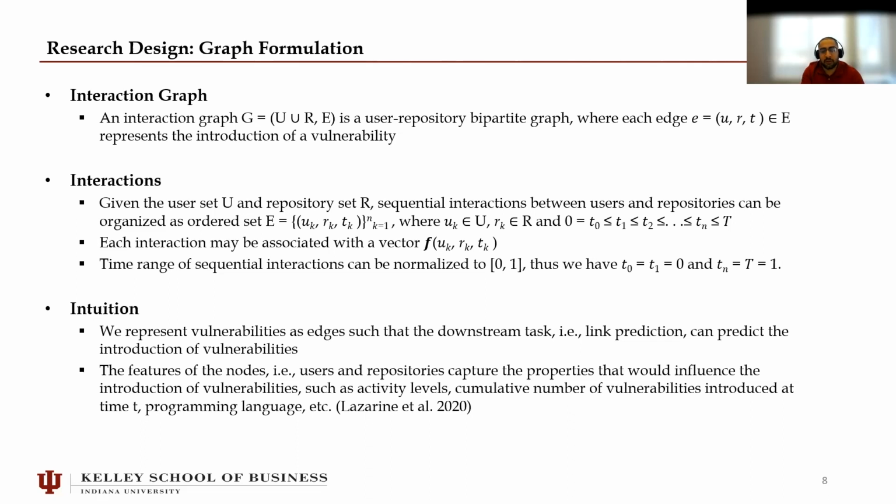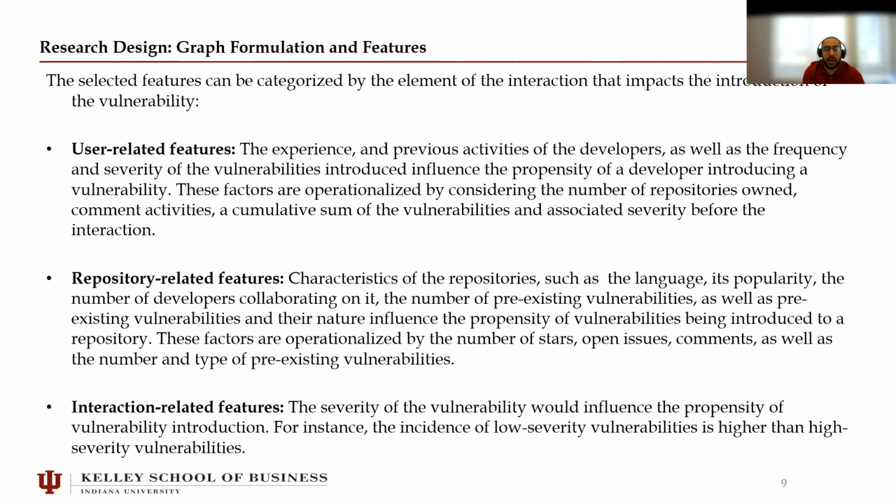There are a lot of features that might help us improve the performance of our prediction. To make sure that we incorporate these features, we think about what are some aspects related to the user that could influence the introduction of vulnerabilities. So we think about the experience, the previous activity of the developers, the frequency and severity of vulnerabilities that they have already introduced. And then we operationalize that, and I will summarize that on the next slide.